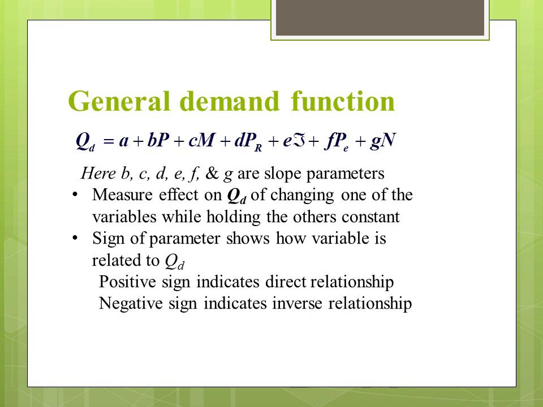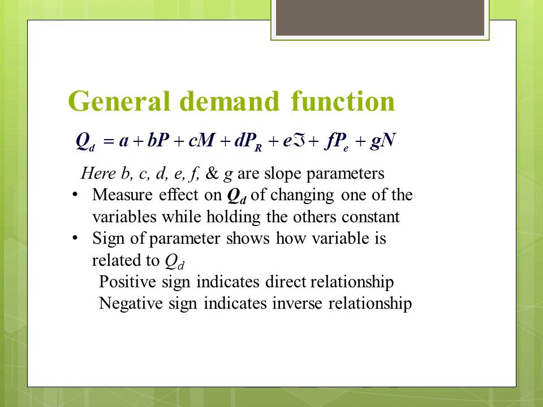These are all independent variables. So when one independent variable changes, like consumer income, it definitely will affect our dependent variable, which is quantity demand. Measure the effect on quantity demand of changing one of the variables by holding the others constant. So when one independent variable changes, it definitely will affect our quantity demand.